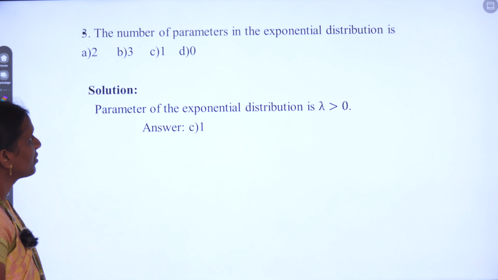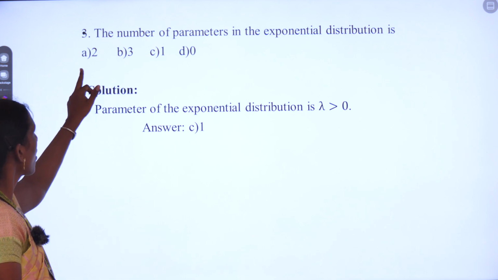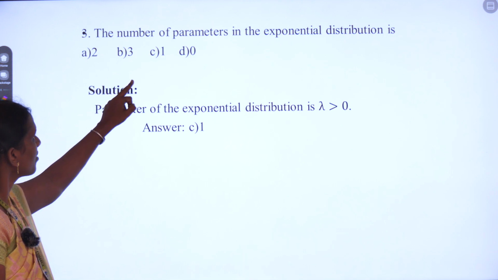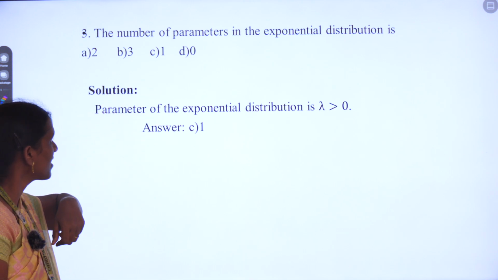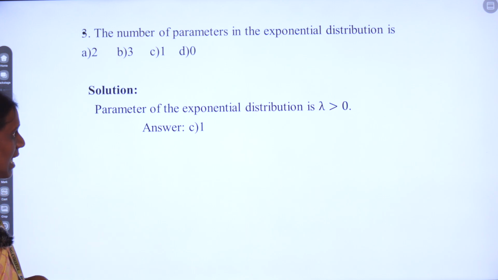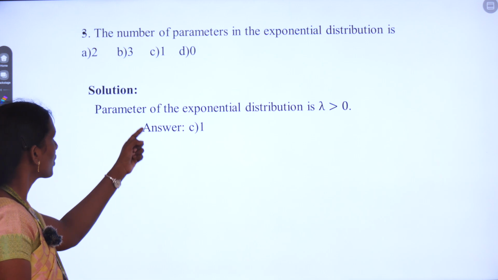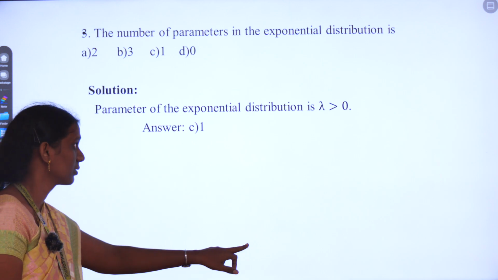Next, problem number 3: the number of parameters in the exponential distribution is option A 2, option B 3, option C 1 and option D 0. So we know that the parameter of the exponential distribution is lambda, which is greater than 0. So therefore we have a single parameter, therefore the answer is option C, 1.